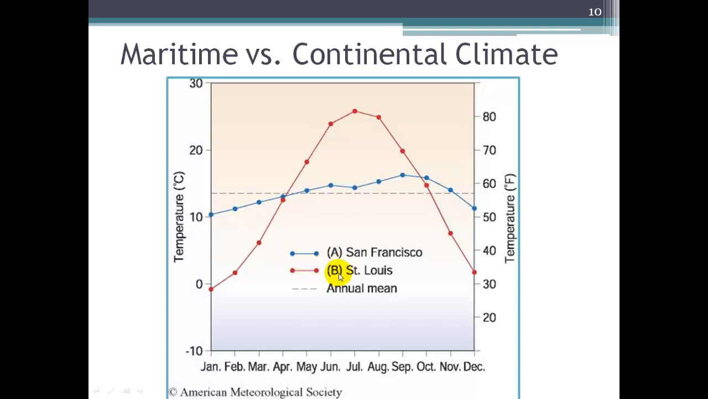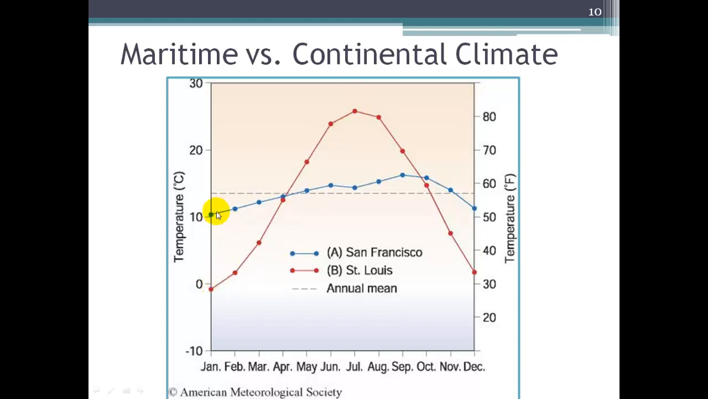You can see for St. Louis, the temperature as we go throughout the year has quite a lot of variation. It gets hotter in the summer and much cooler in the winter. So there's a huge variation because it's a continental climate. It's responding to the fact that the ground heats up through conduction. It gets hotter in the summer versus in the winter when it cools off.